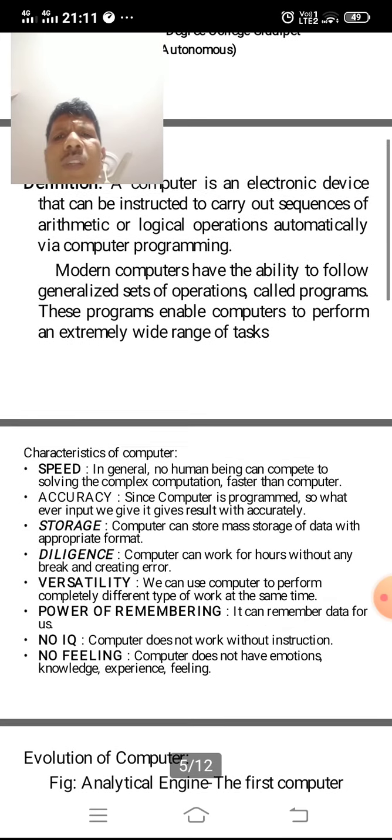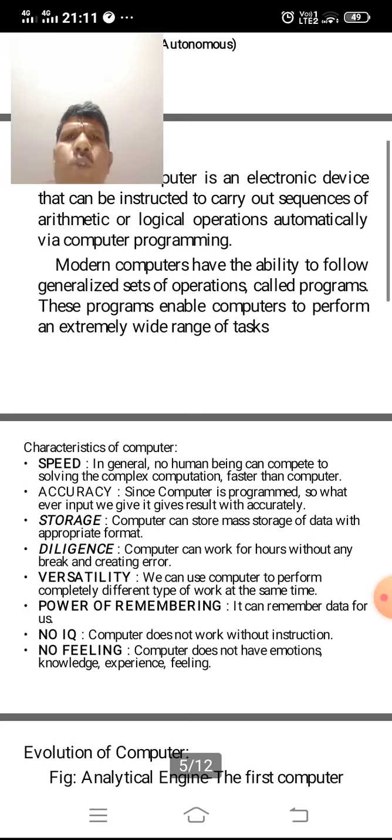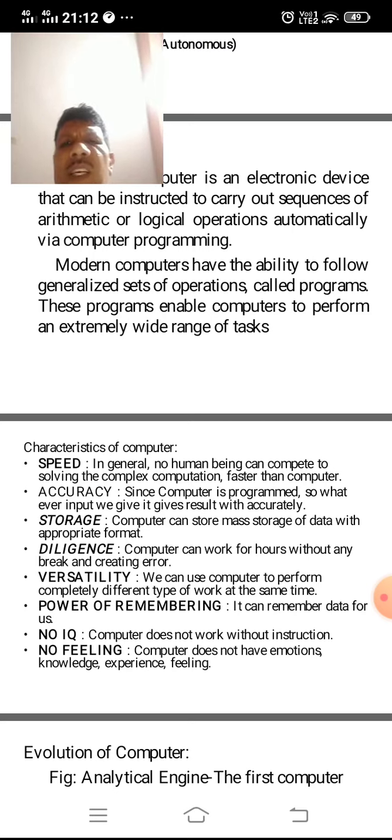Here we are discussing the characteristics of the computer. There are a number of characteristics of the computer, all categorized as follows. Characteristics here mean speed, accuracy, storage, diligence, versatility, power of remembering, no IQ, no feeling. These are the important characteristics of a computer. Here we'll see them one by one.